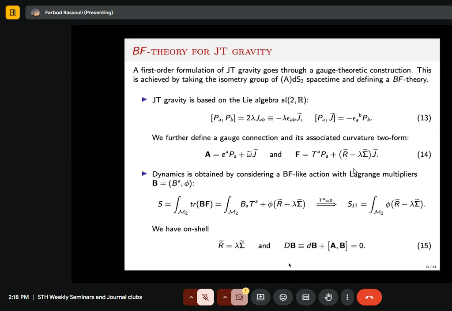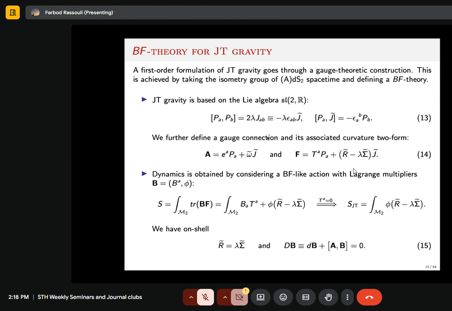So let's first have a digression. That was a map. Have a digression to how to write a BF theory for JT gravity. So first formulation of JT gravity. So basically, let's say with a non-trivial cosmological constant, we are under SL2R, both for de Sitter and anti-de Sitter. And I can show you in equation 13 the commutators that we can write. And from there, we build basically our curvature 2 form from our gauge connections.